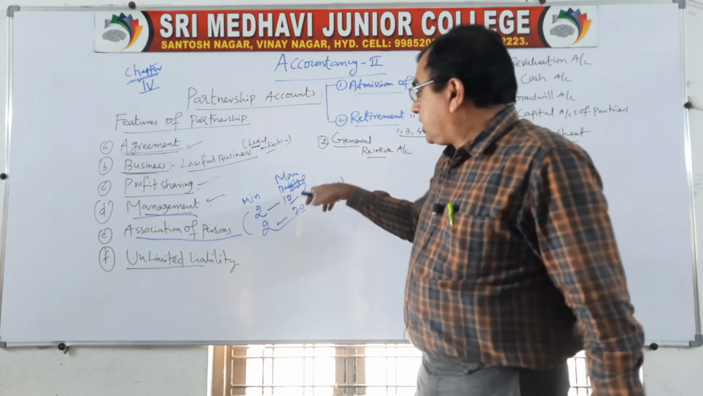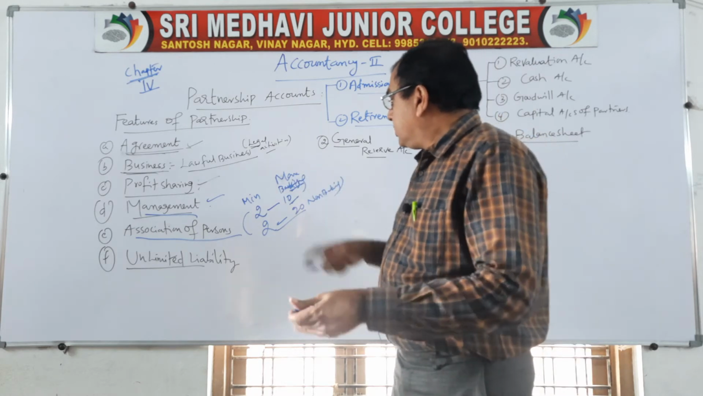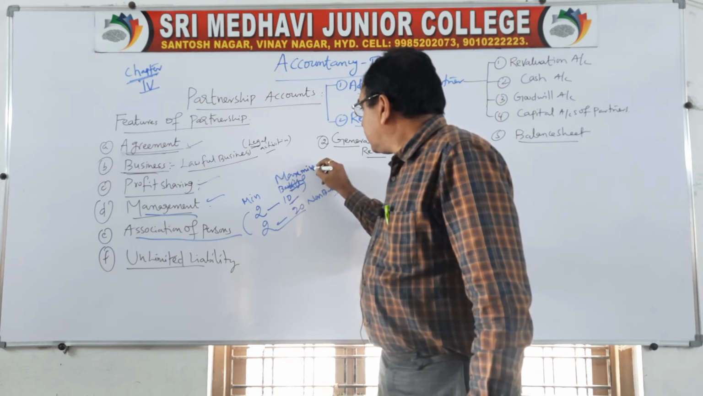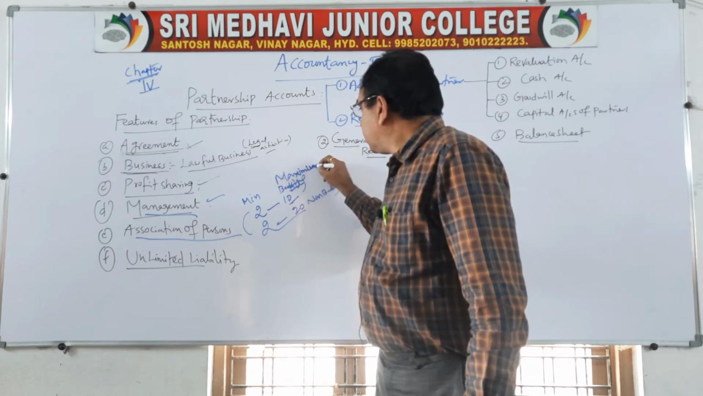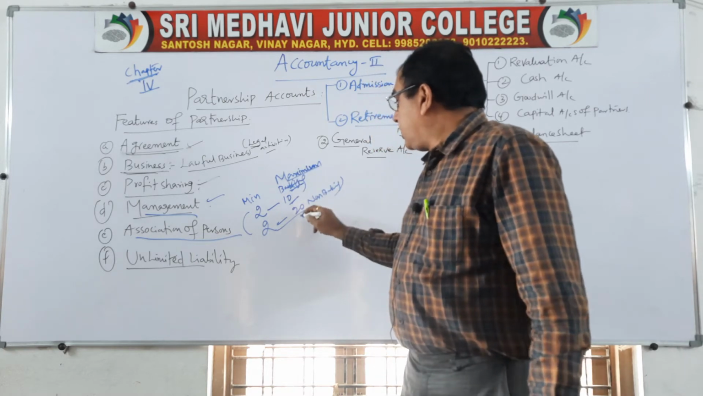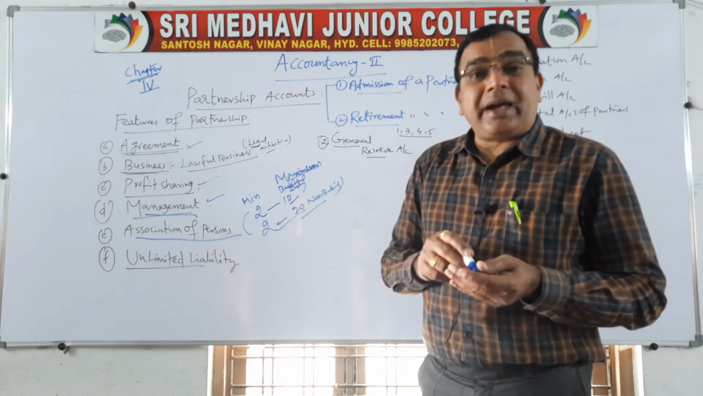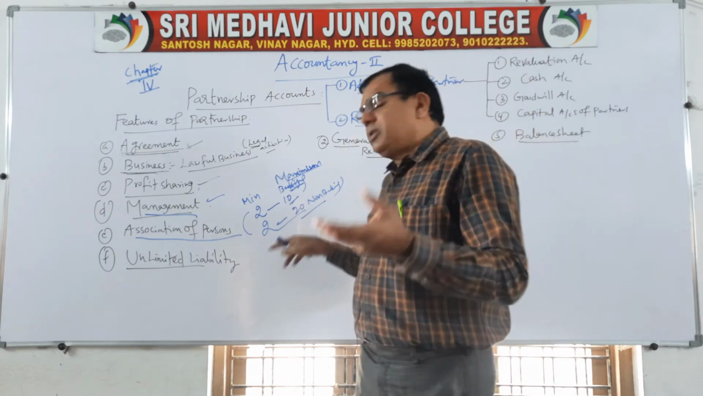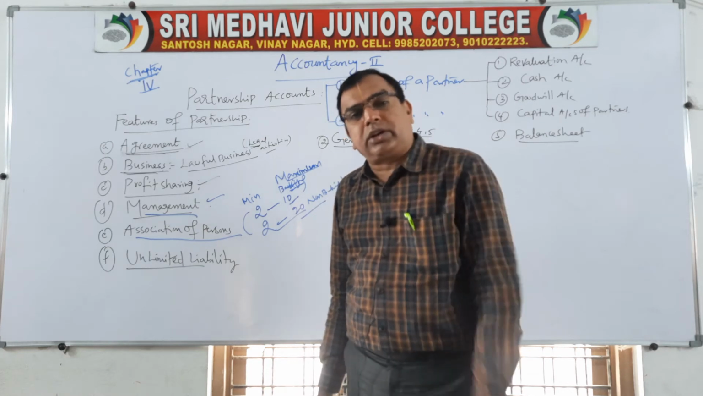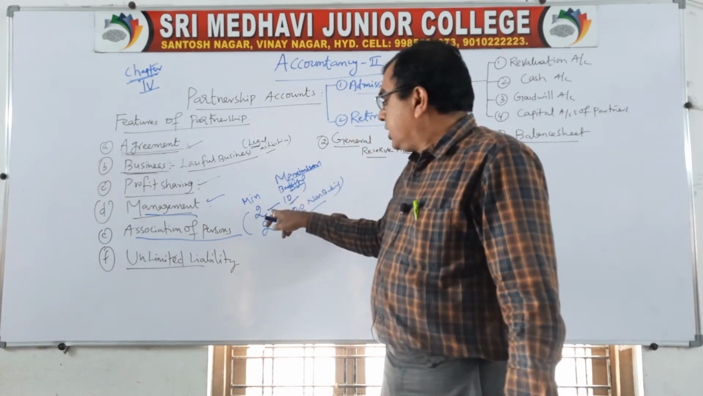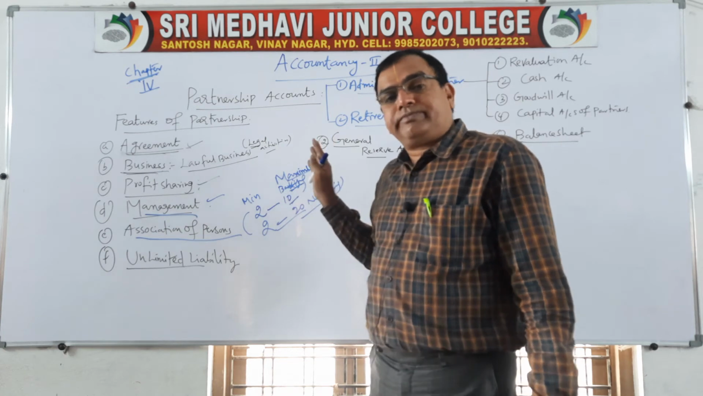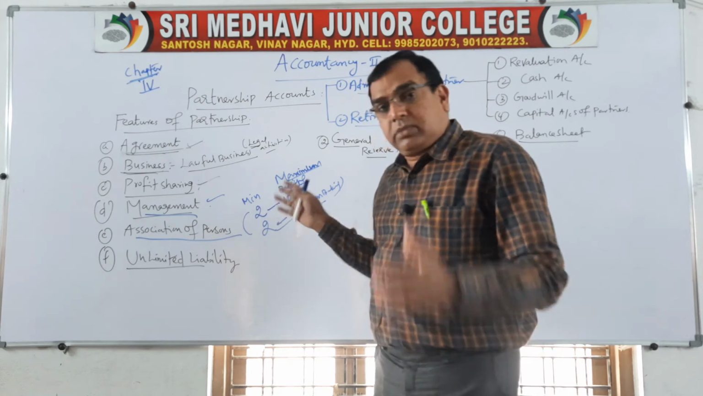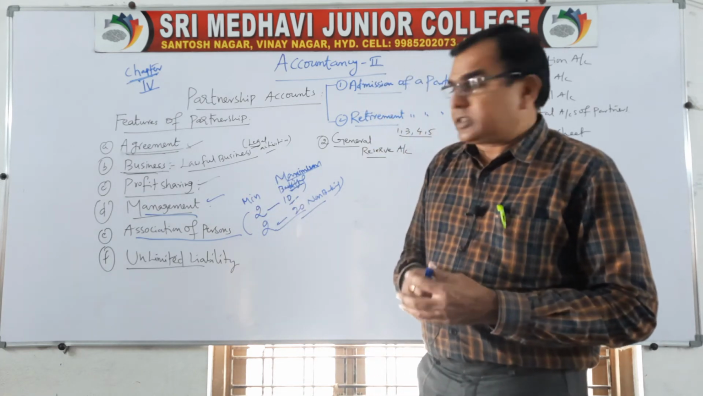Maximum number of partners is 10 in case of banking. In case of non-banking business, you can have a maximum of 20 partners. You cannot take 21, 22, 23 partners. 2 to 20 means you can have 10 partners, 12, 13, maximum 20. Here 2 to 10 means you can have 2, 3, 4, 5, up to 10. It is not compulsory that you always have the maximum number. In between these limits, you can have that many partners.